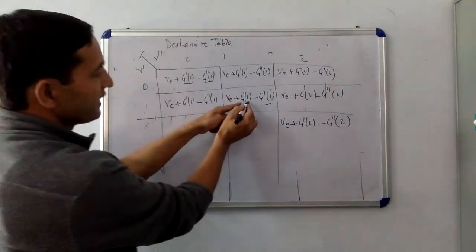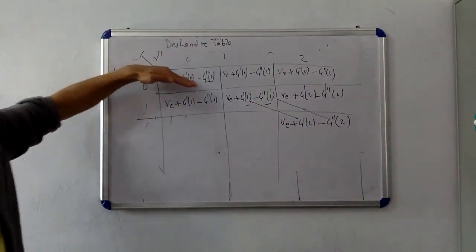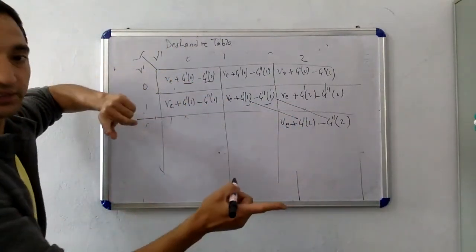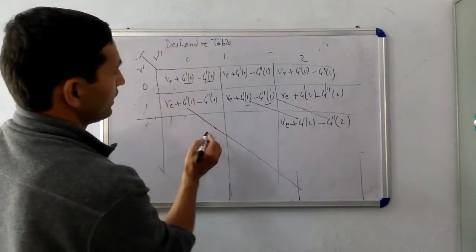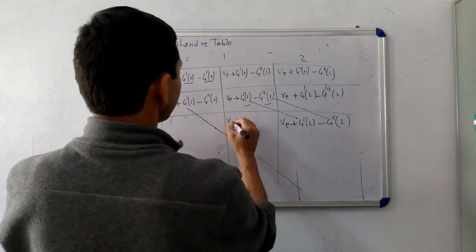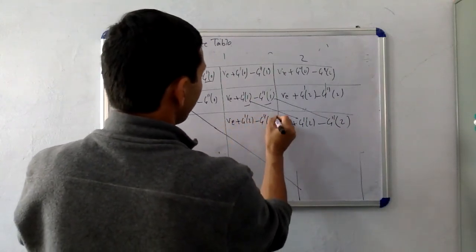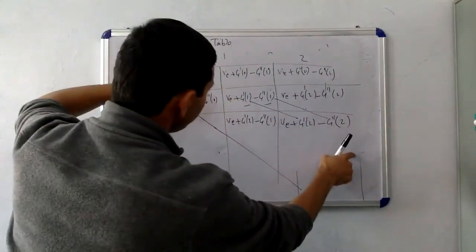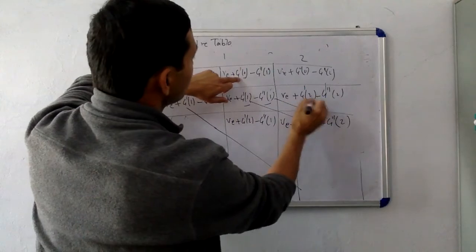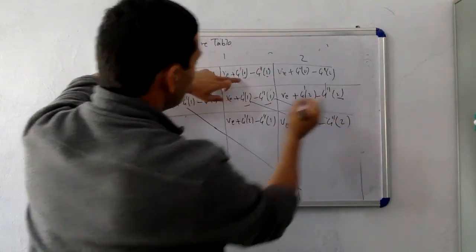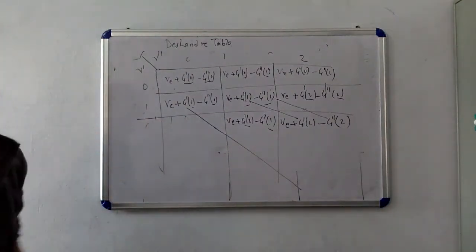Then you have a transition from v' of 1 and v' of 2. Either I am going diagonally or parallel to the diagonal, in this fashion. So here you have ν_e plus G'(2) minus G''(1). Going parallel to the diagonal, the transitions here are 0 to 1 and 1 to 2, and here 1 to 2, 0 to 2. These are the progressions.